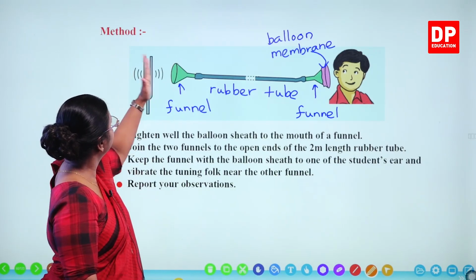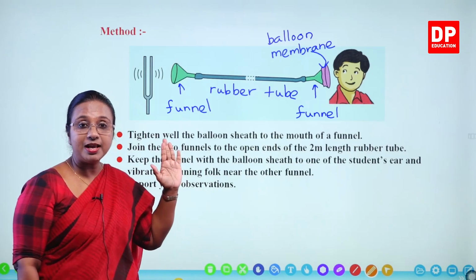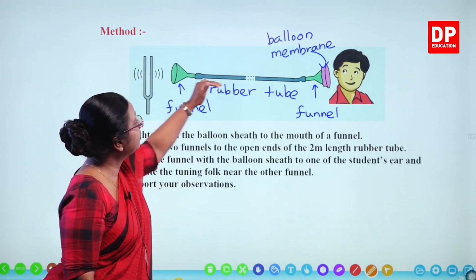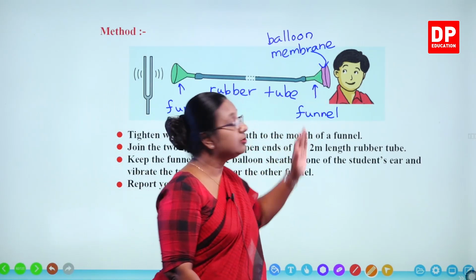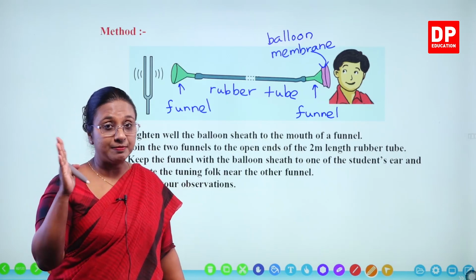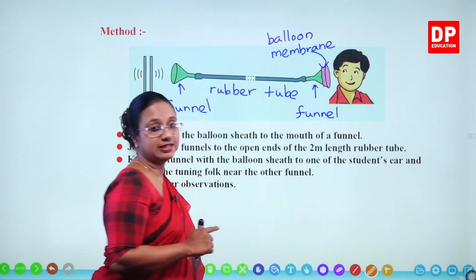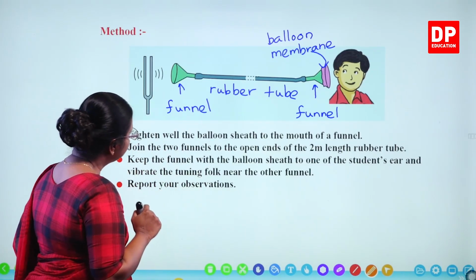So here, due to the vibration of the tuning fork, the air around it will vibrate. That will generate the sound waves, and those waves will travel through the tube, and here the balloon membrane will start vibrating, and that vibration will be heard clearly by the child. So tighten well the balloon sheath.